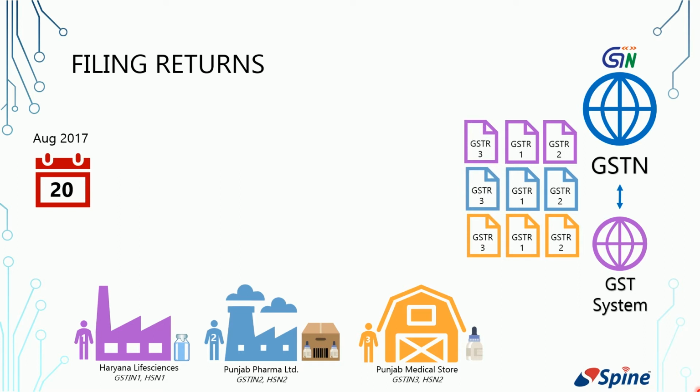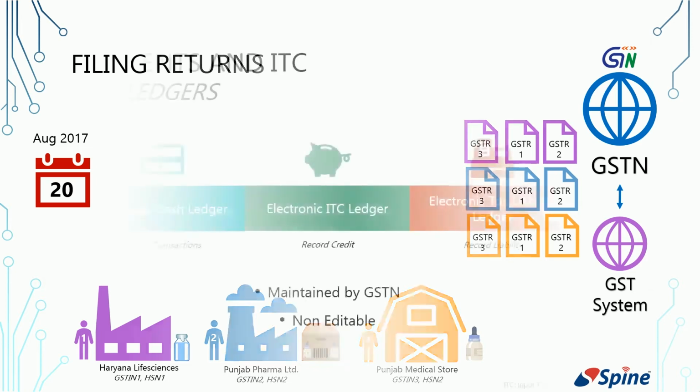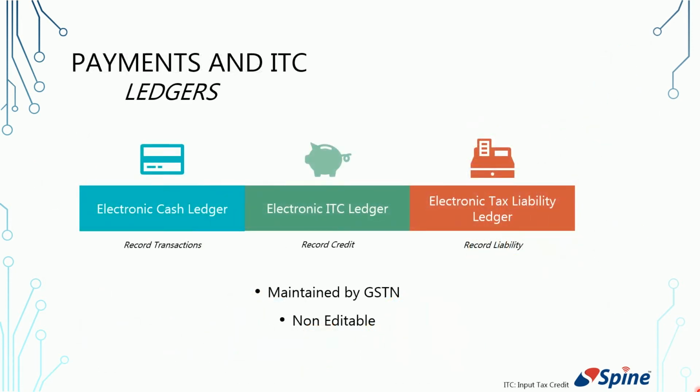Now, let us see how the payment takes place during the return filing process. Let us first look at ledgers. There are three types of ledgers that are maintained on the GST Common Portal. These ledgers are cash ledger, credit ledger, and liability ledger. Simply put, all the transactions of a taxpayer are recorded in the cash ledger. Any credit received by the taxpayer is shown in the ITC ledger or credit ledger, and all the liabilities or pendency are recorded in the liability ledger.